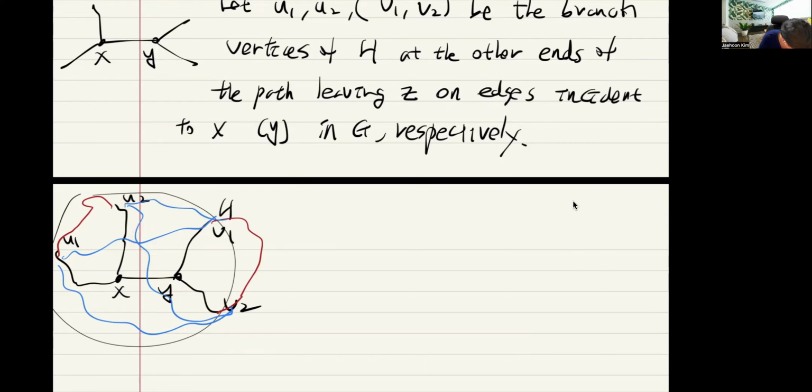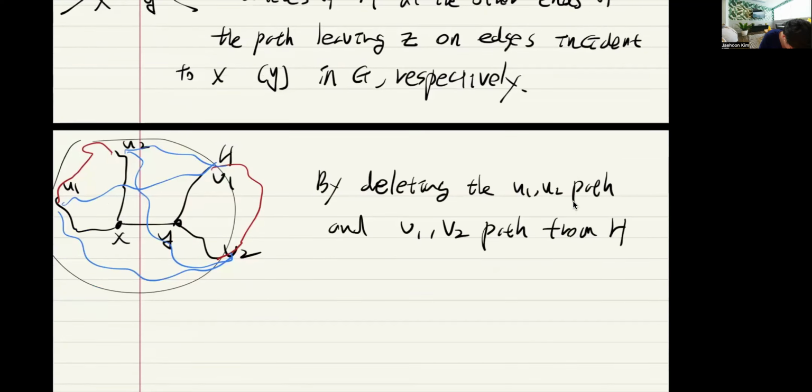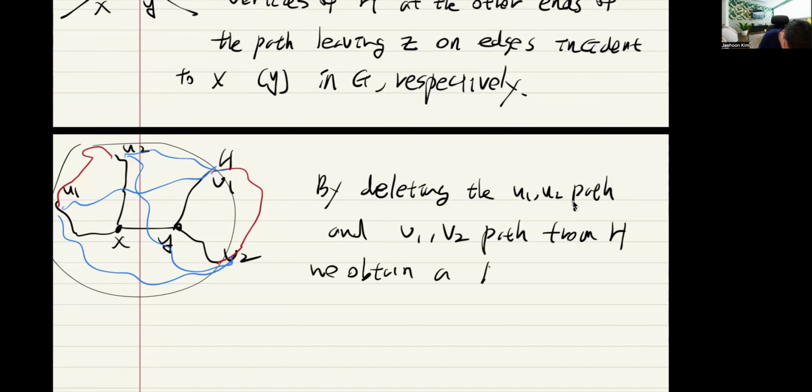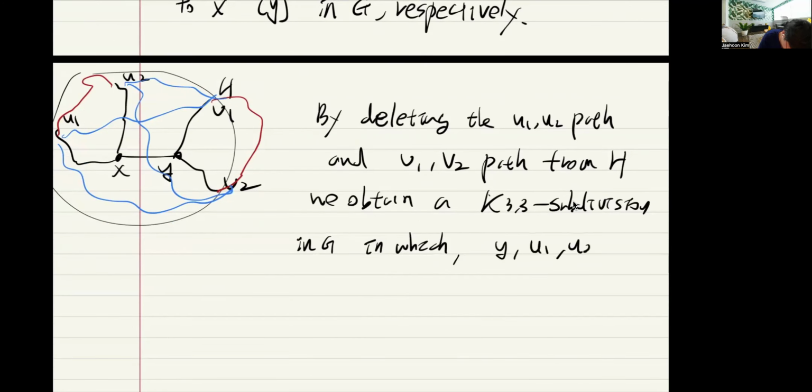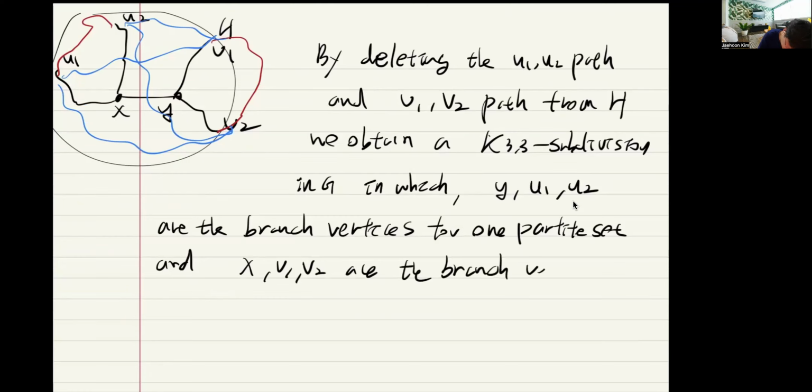Now what? In here, we just forget the last path by deleting the U1, U2 path and B1, B2 path from this H. We obtain a K33 subdivision in G, in which Y and U1 and U2 are the branch vertices for one partite set, and X, B1, B2 are the branch vertices for the other partite set.